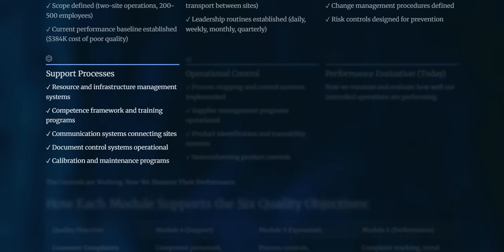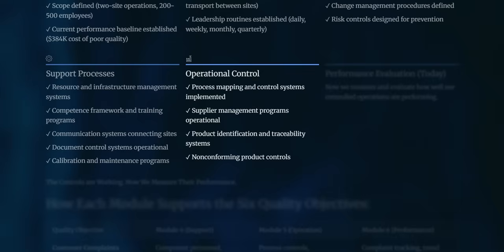Then in Module 4, which is support processes, we have covered the following: resources and infrastructure management, competence frameworks and training programs, a communication system connecting sites, a document control system that has been operationalized, and a calibration and maintenance program.